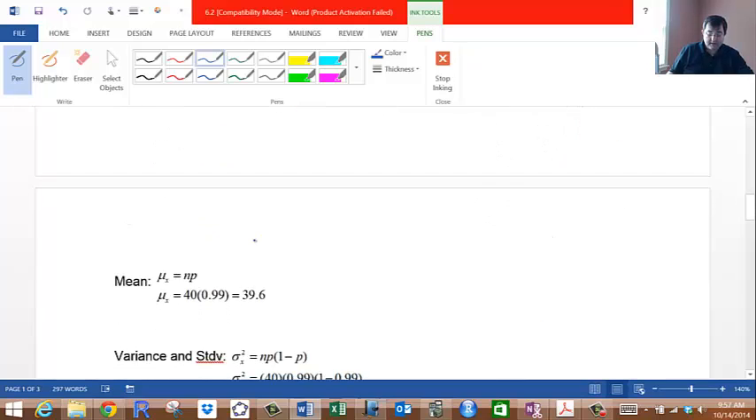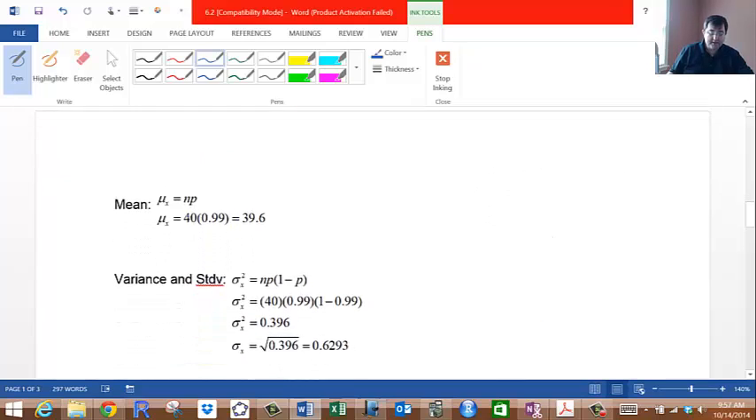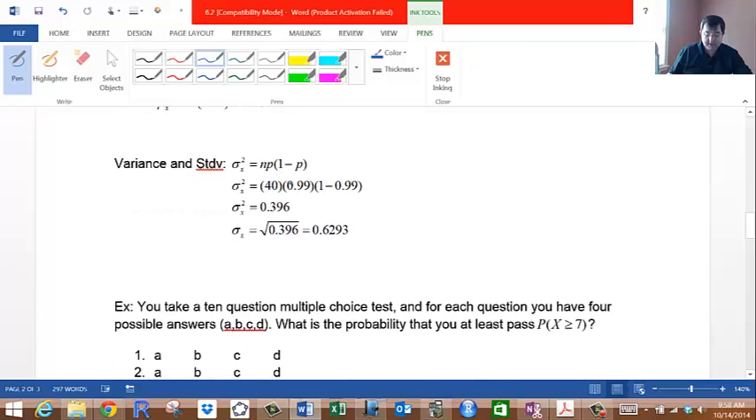All right. Now the mean, how do we calculate the mean? It's just N, the number of trials, times the probability of success, P. I'll do that in green. So we just plug in N times P, and the mean is 39.6, and then the standard deviation is just the square root of N, P, 1 minus P.